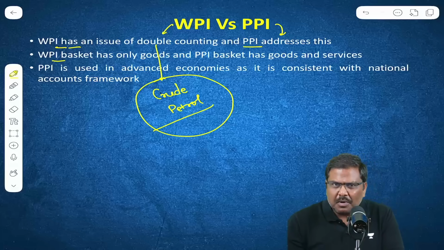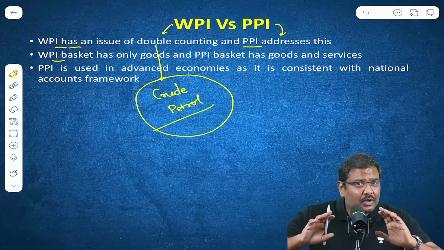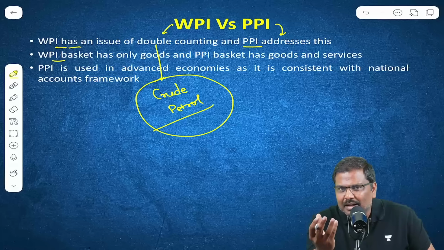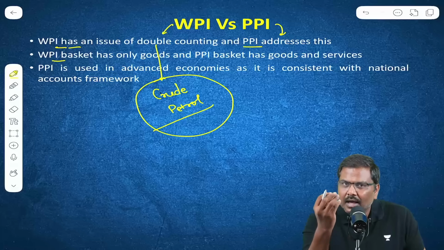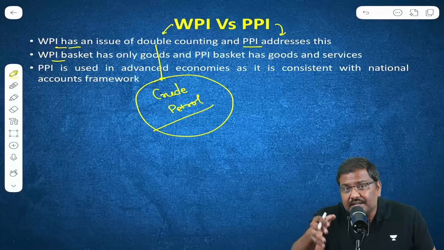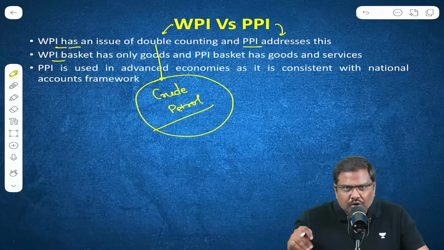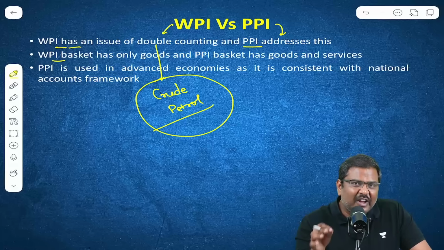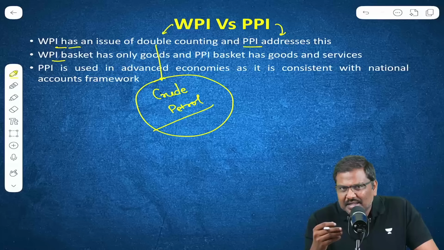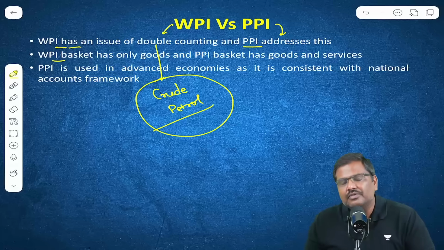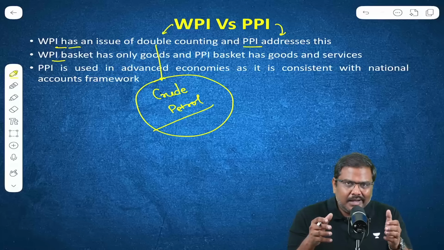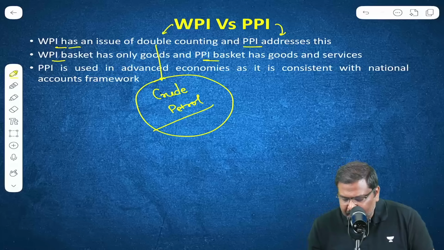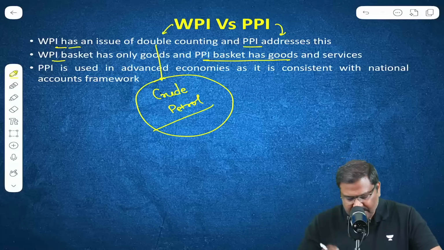Second, the biggest problem with the WPI, even though it is one of the oldest indicators in India: in measuring WPI, we take a basket. The basket has only goods. Whereas in case of India, if you look at the contribution of the services sector to GDP, it is more than 55%. So one of the biggest criticisms related to the usage of WPI is the fact that it does not include services. Whereas in case of PPI, the basket has both goods as well as services.